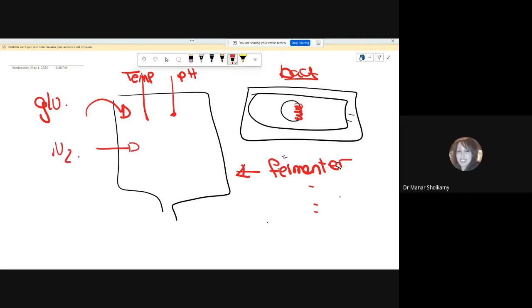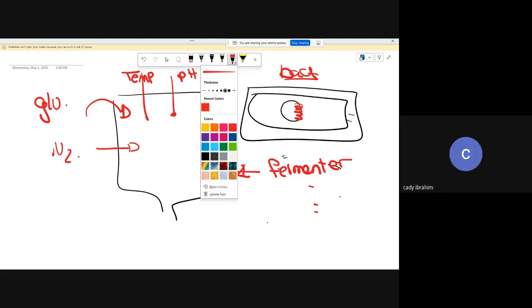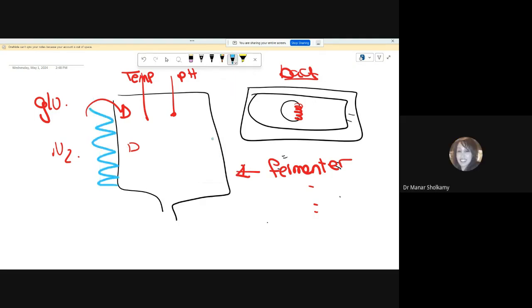Good. And what will I do so that I prevent overheating of the fermenter? Have a water coat. Very good. I heard you. So I'm going to create a water coolant or a water jacket so that it doesn't overheat.